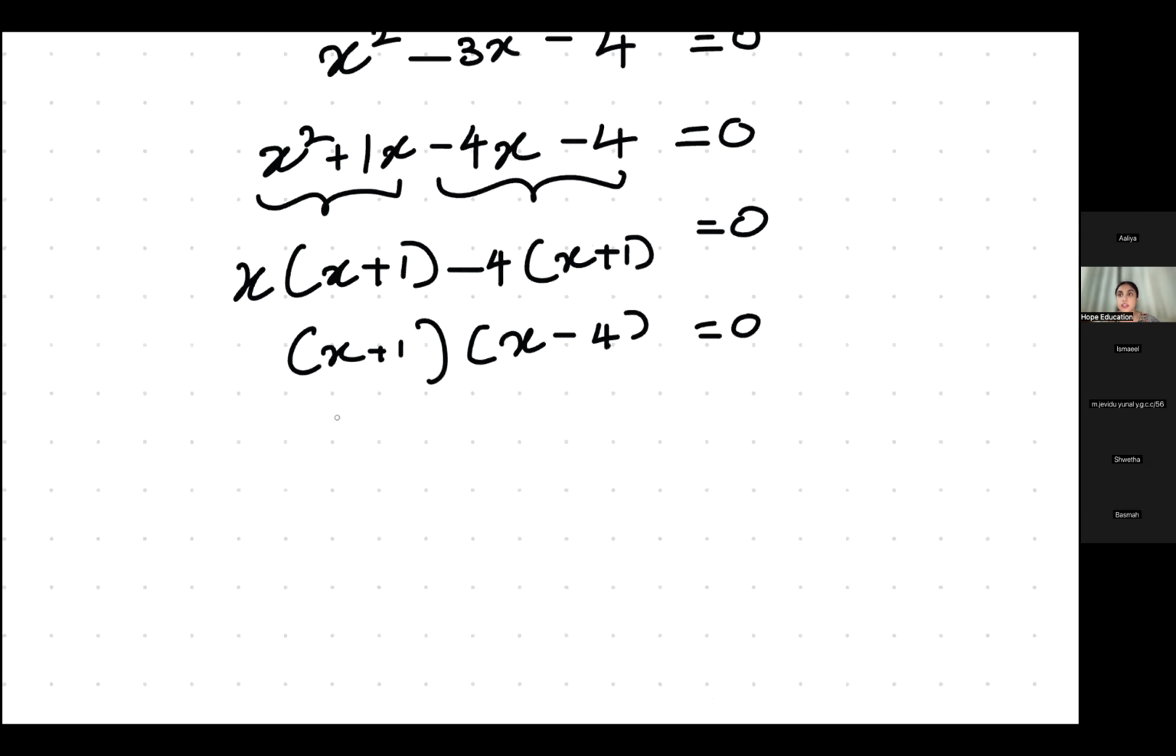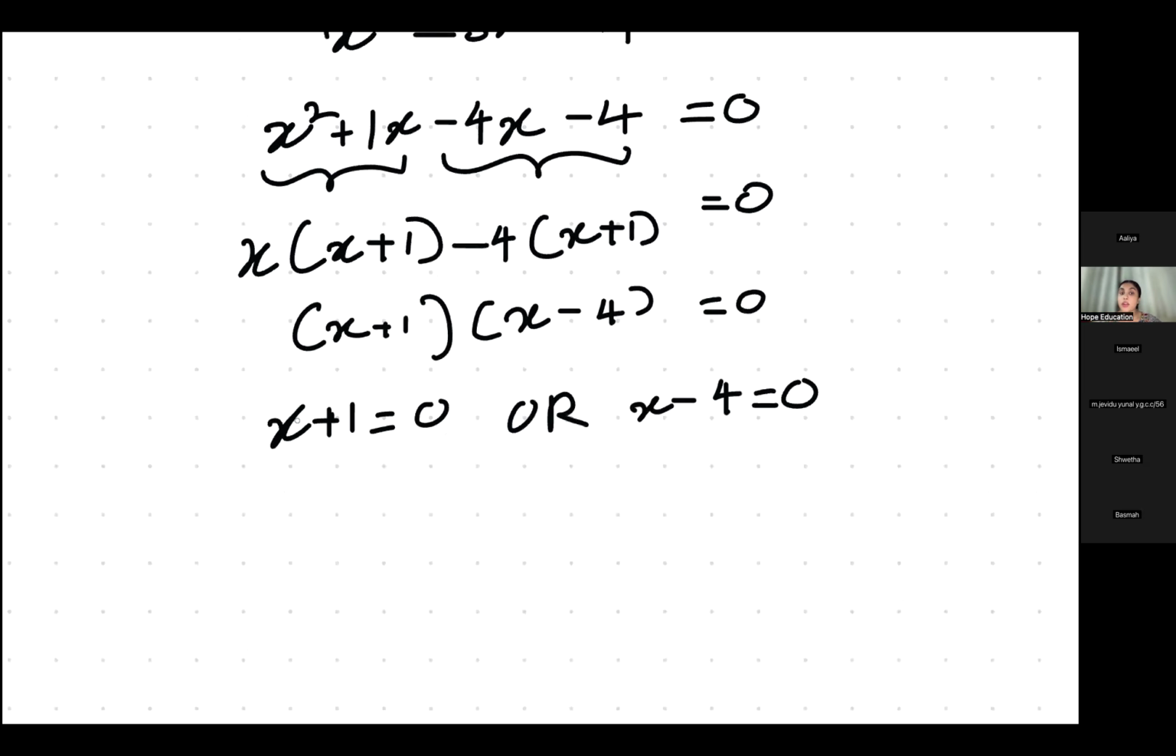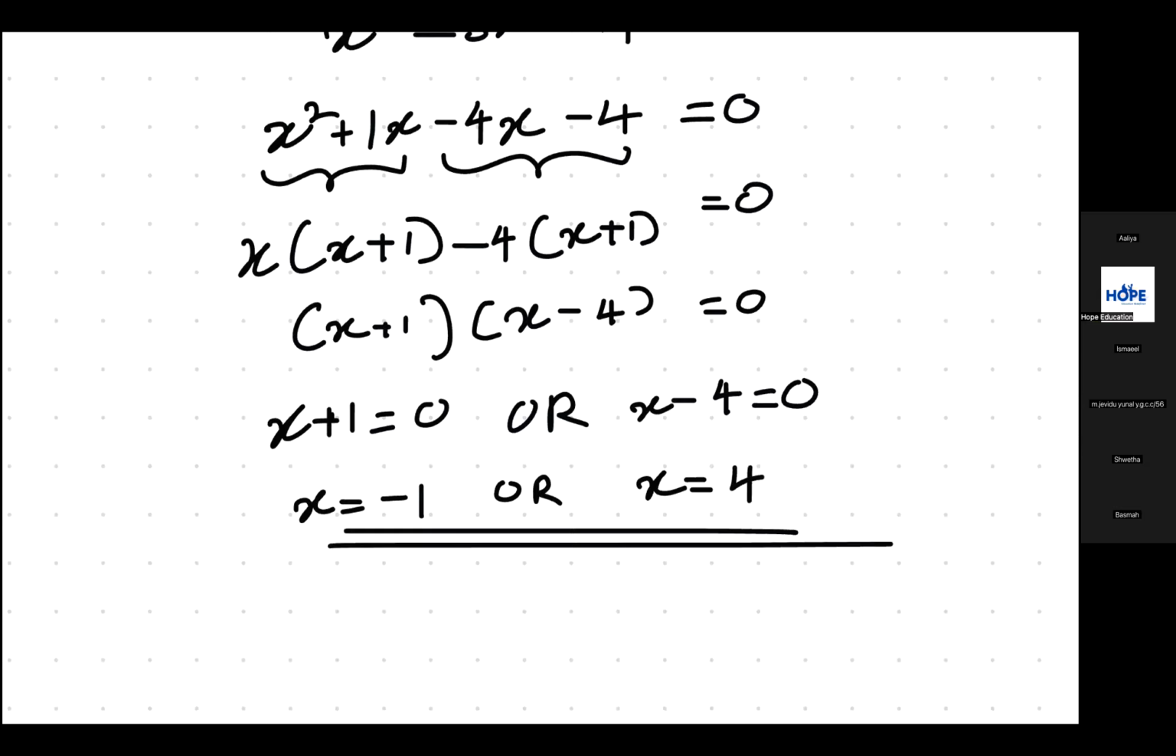These two brackets multiply to equal 0, which means one of the brackets must definitely be 0. So that means x plus 1 equals 0 or x minus 4 equals 0. And then when I move this 1 to the other side, it becomes x equals minus 1 or x equals 4. Is this clear to all of you? Give me a thumbs up, please. Okay, I think this is not that difficult.